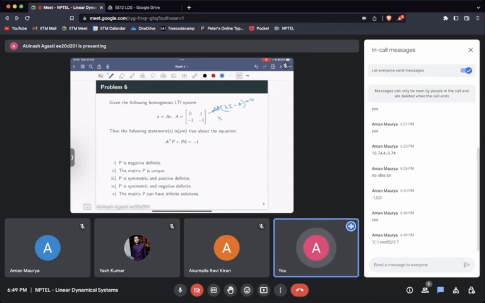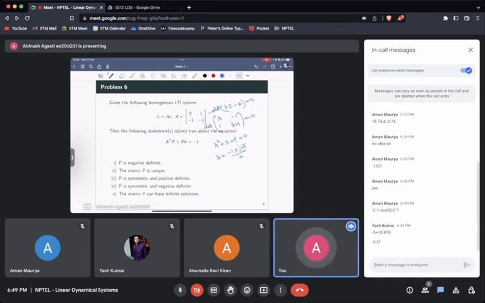We'll have lambda here, and we'll have minus 1, lambda plus 1. Okay, determinant is equal to 0. So that gives us lambda square plus lambda plus 1 equal to 0. So this solution is there at root of, no, this will be j root 3 by 2. Yeah, so that is correct. We have minus half plus minus j root 3 by 2.